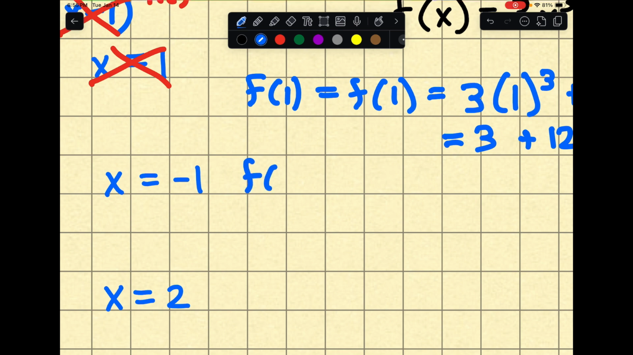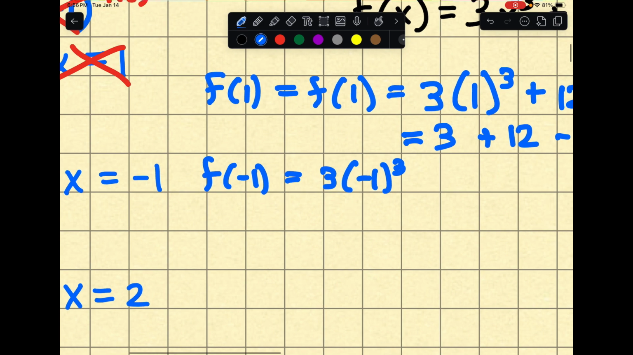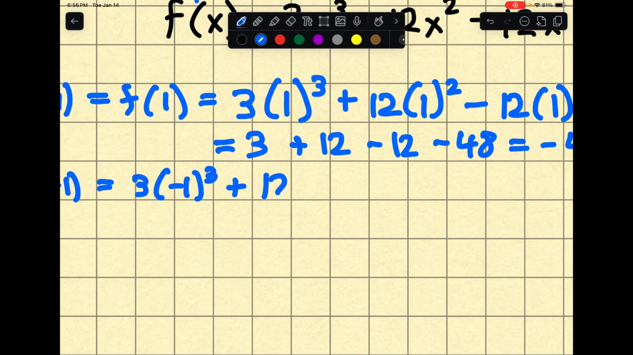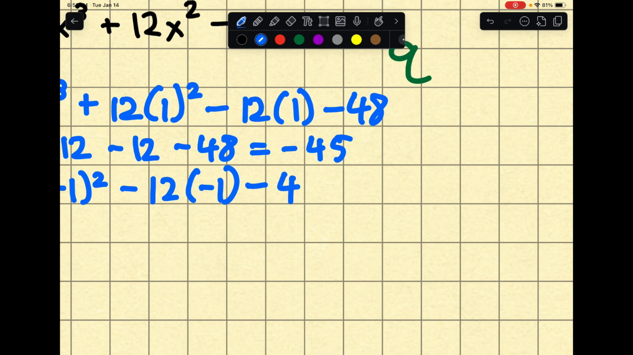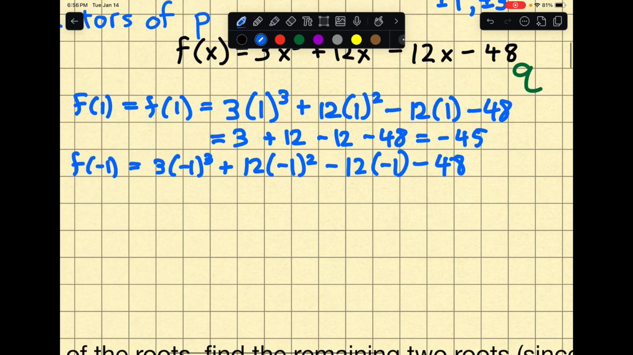So we're going to evaluate f of negative 1, and that's going to equal 3 times negative 1 cubed. So we're just plugging in negative 1 for x, plus 12 times negative 1 squared, minus 12 times negative 1, minus 48. That will equal, let's see, 3 times negative 1 cubed. Negative 1 cubed is negative 1, so that's negative 3. This is going to be plus 12, and then this is going to be plus 12, and this is minus 48. So negative 3 plus 12 is 9, plus 12 is 21, minus 48 is, so this equals negative 27. Definitely not 0.